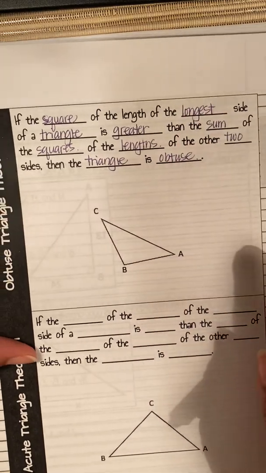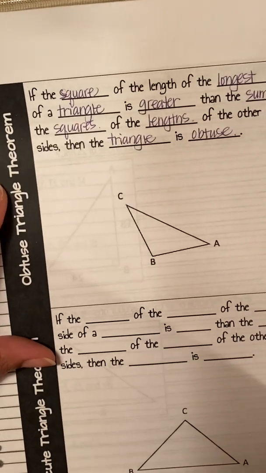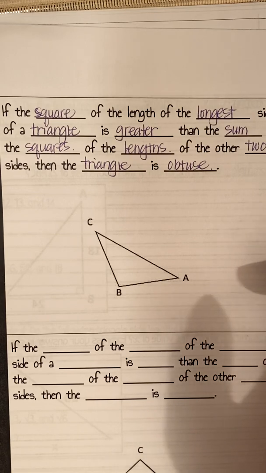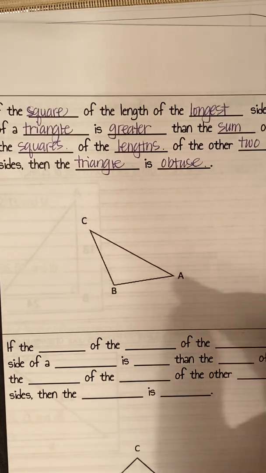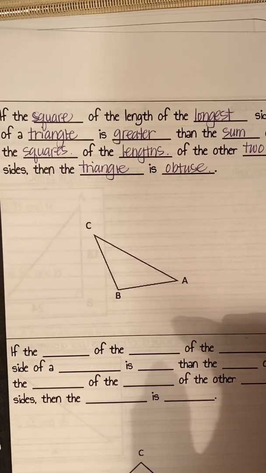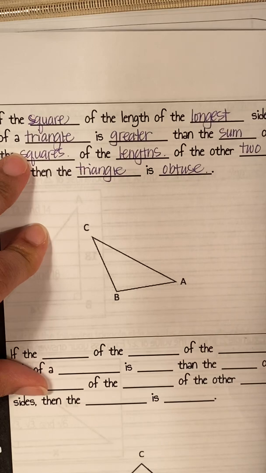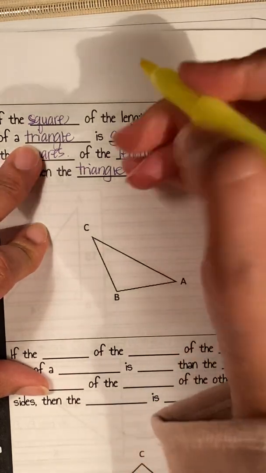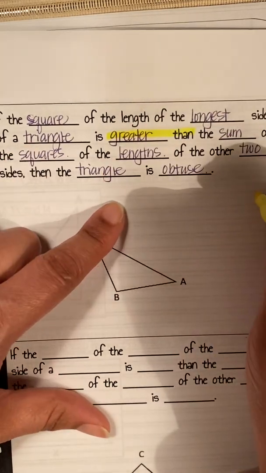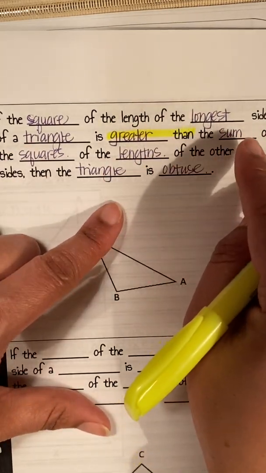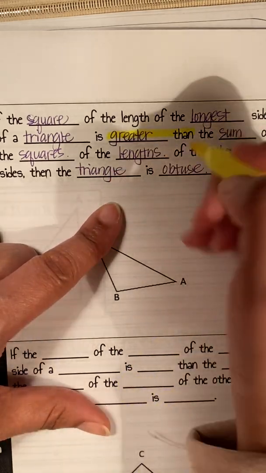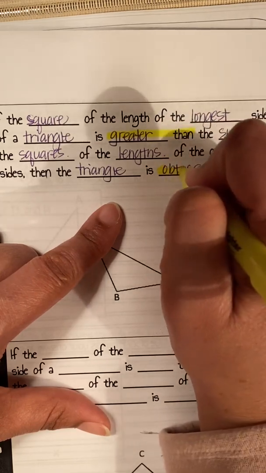So what this is saying is, if I have the square of the length of the longest side of a triangle and it's greater than the sum of the squares of the lengths of the other two sides, then the triangle is obtuse. What we need to focus on is the greater than piece. If the square of the length of the side is greater than the sum of the other two sides, then this is going to be an obtuse triangle.